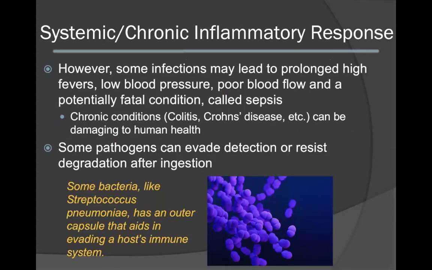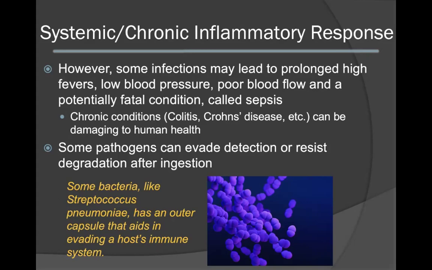However, some infections may become problematic as they may lead to prolonged high fevers, low blood pressure, poor blood flow, and a potentially fatal condition called sepsis, or toxic shock. Chronic conditions, such as colitis and Crohn's disease, can also be very damaging to human health.